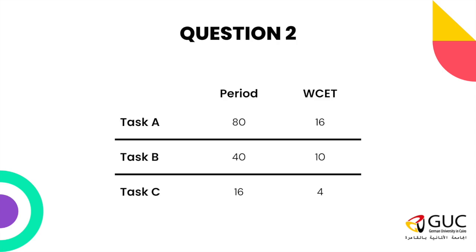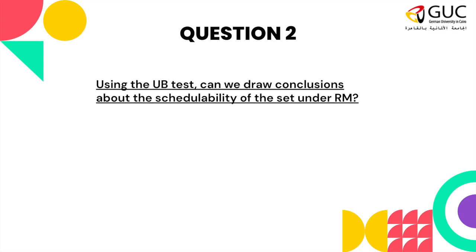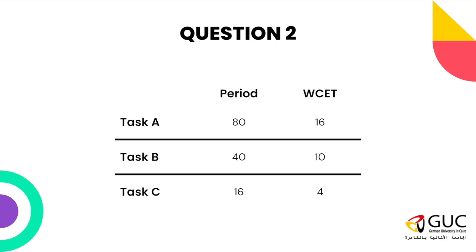Okay? And the question states, using the UB test, can we draw conclusions about the schedulability of the set under RM? So since here the deadline is equal to the period, we can use the utilization bound. As I stated before, we cannot use the UB test if the deadline is different than the period. However, since the deadline is not specified in the question, the default assumption is deadline is equal to the period. Okay, therefore I can actually use the easy shortcut to check whether this set of tasks is schedulable under RM or not using the utilization bound test.